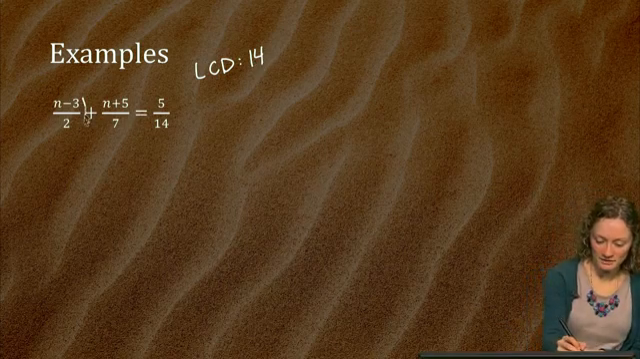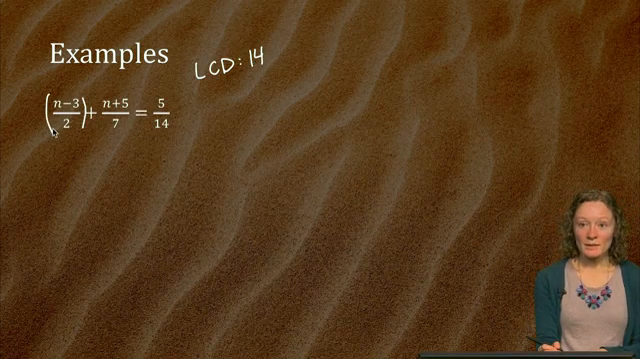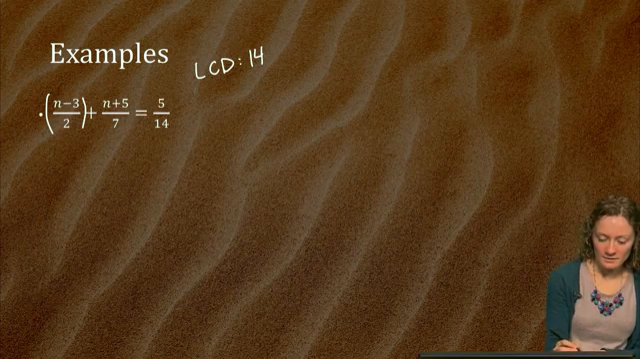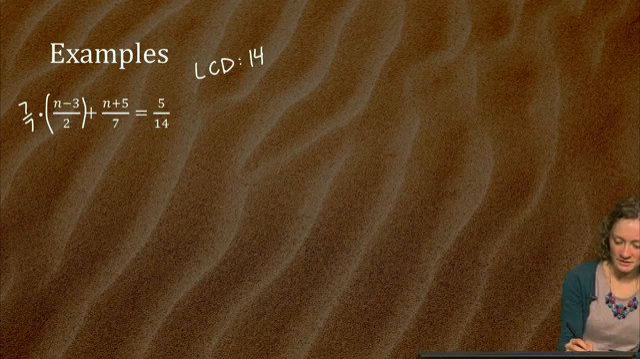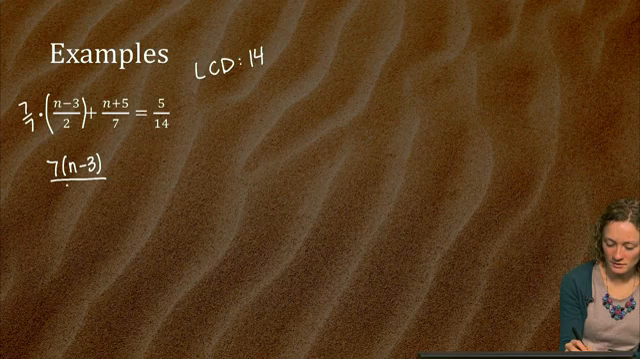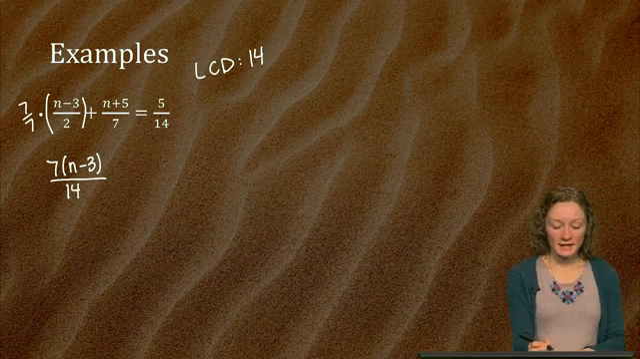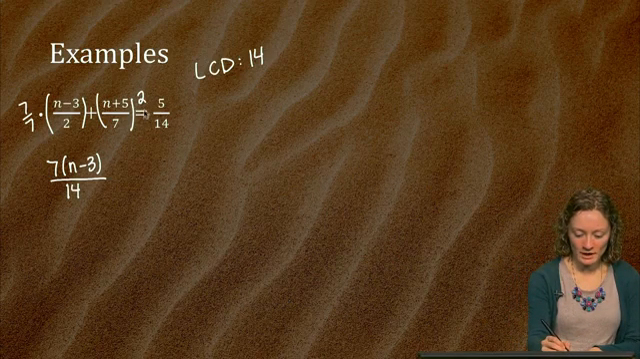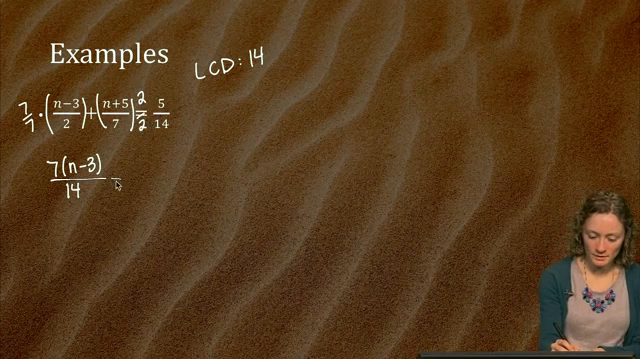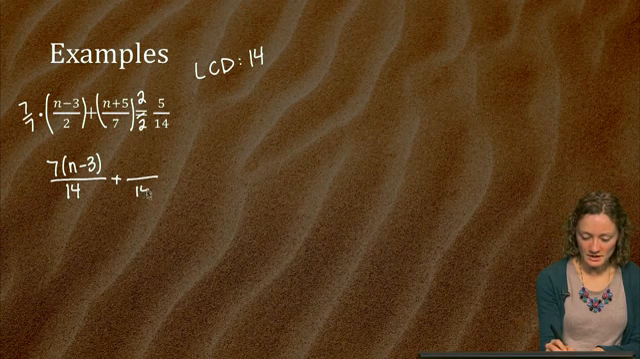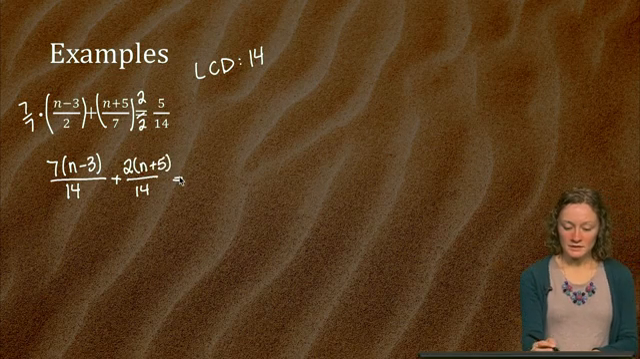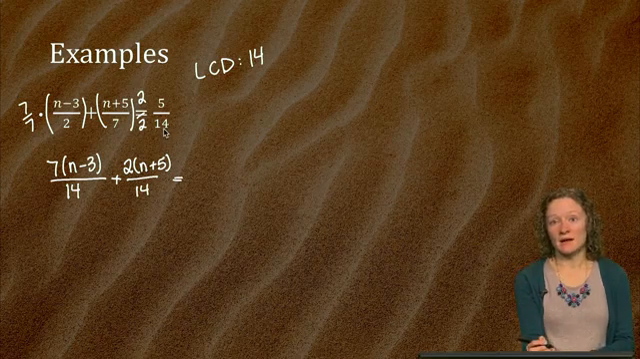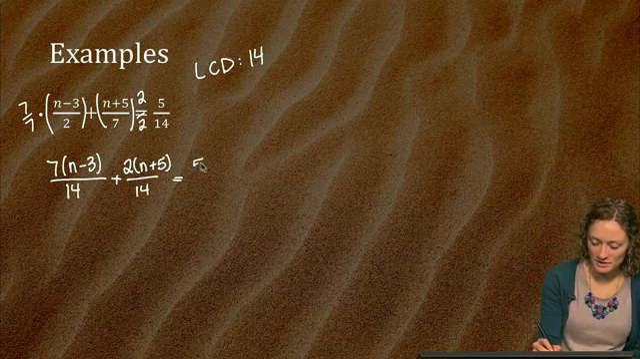So the first fraction will get multiplied by 7/7 so that we get a denominator of 14. Now you can distribute right now or you can hold off, it's up to you. The second fraction will get multiplied by 2/2 to give us a denominator of 14. And the last fraction already has the denominator that we need, so there's no modification necessary.